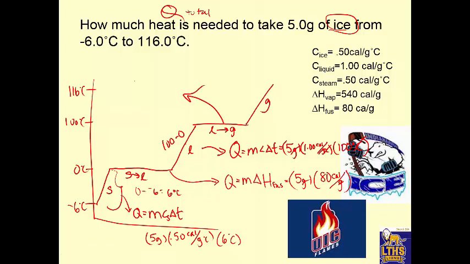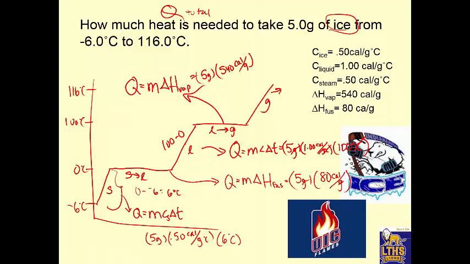Liquid to gas phase change is a phase change. So we'll use a phase change equation. This time it's vaporization because there's a gas involved. 5 grams times the heat of vaporization is 540 calories for every gram that vaporizes.